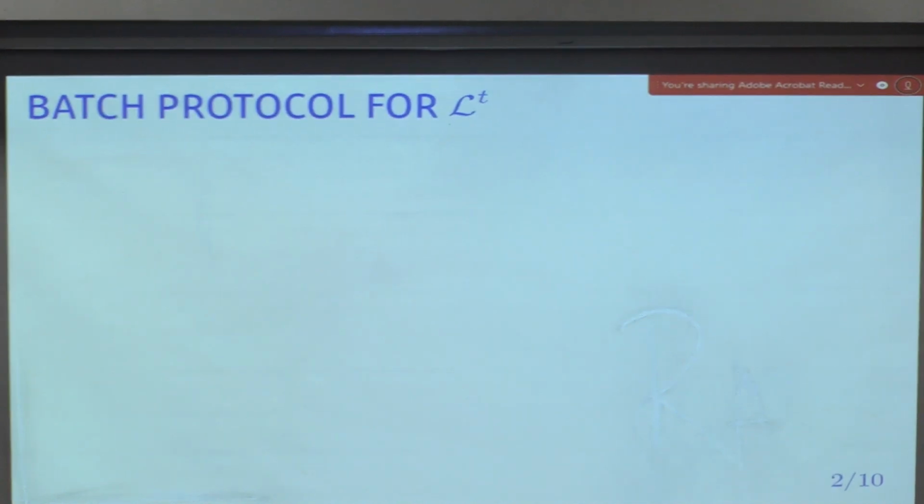We are interested in succinctness for a particular type of interactive protocol, known as batch protocols. A batch protocol is simply an interactive protocol for the product language. Given a language L, think of again 3 coloring. The batch protocol for L is just an interactive protocol for L to the T. The statements that are in the language are all X's that are in L.